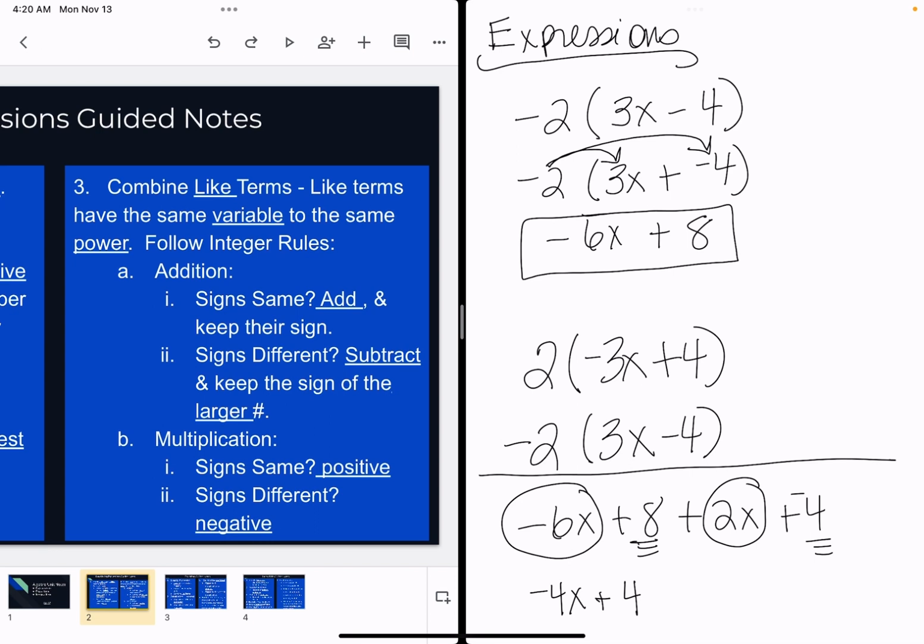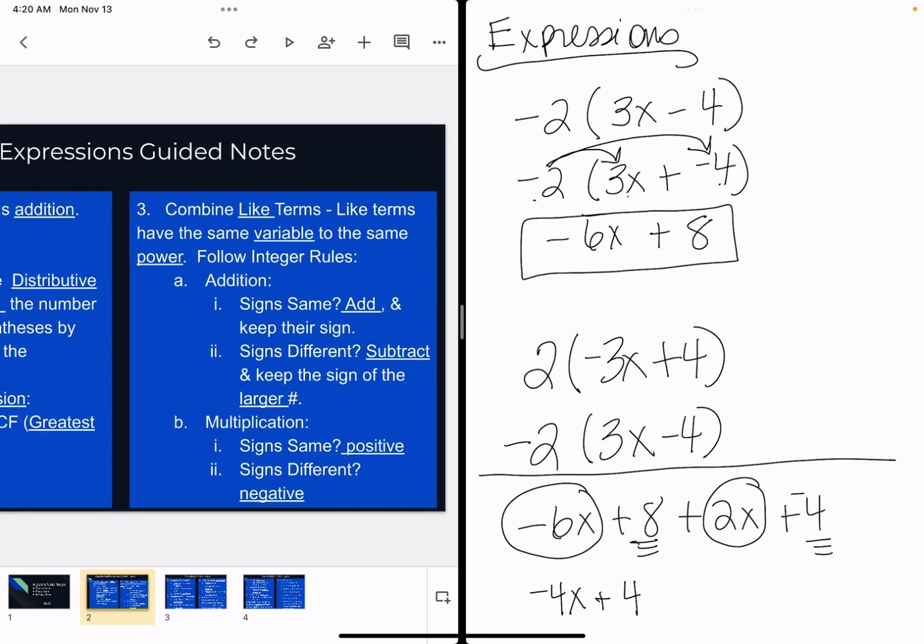The rules, don't forget your rules for multiplication. If the signs are the same, it'd be positive, like a negative times a negative. Up here, that -2 times -4 would be +8. But if the signs are different, like -2 times 3, negative times a positive would be a negative. So hopefully this will help you.